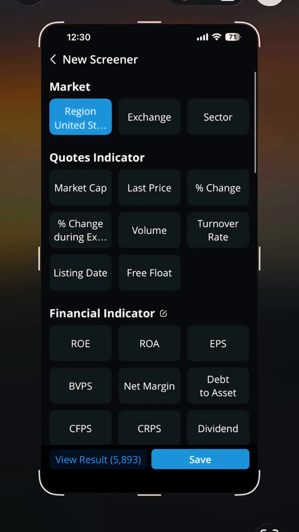CFPS stands for cash flow per share. This one's underrated too. It's going to tell you how much actual cash the business brings in per share, not just accounting profit. Sometimes a company looks profitable on paper, but they are really broke. You can't fake cash flow. You cannot fake cash flow. That's why it's important to look at this. If a company has strong CFPS, it means they're generating real money from their business operations.